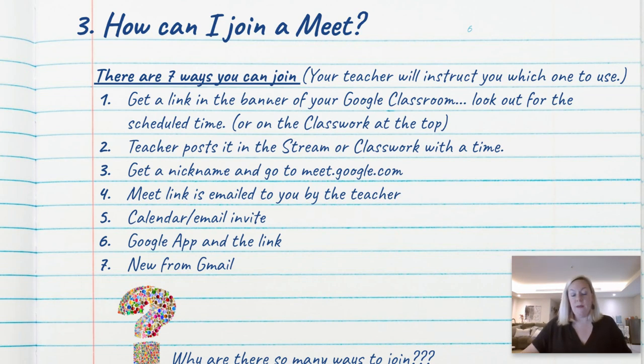You can get a nickname and go to meet.google.com. The meet link is emailed to you by the teacher. You can have a calendar or email invite. You can go to the Google app with the link, and then there is a brand new Gmail on the side of your Gmail account where you can join or start a meeting. It just came on mine today. I know it's come on some other people's earlier in the week, so it's just however fast they roll it out.